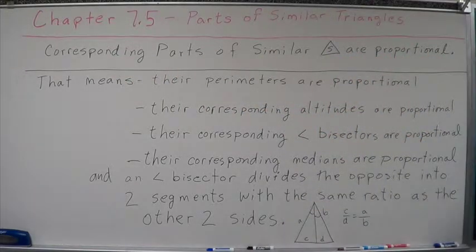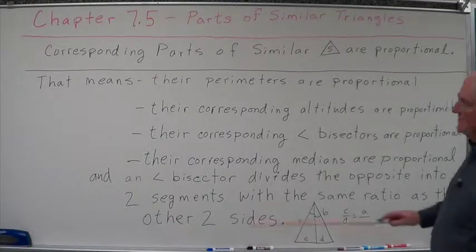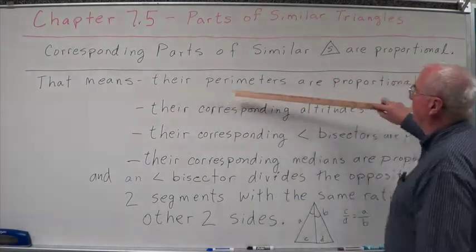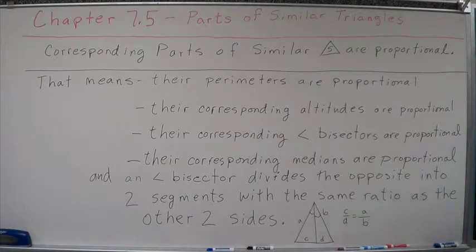Okay? If I have a corresponding part of one triangle to another one, then they're going to be proportional to those two similar triangles. So if I've got anything that tells me what that proportion, that ratio is, then I can use it. What does this mean? This means that their perimeters are proportional. So if I know one side of one and one side of the other one, their corresponding sides, then I know that their perimeters are also proportional to those corresponding sides.